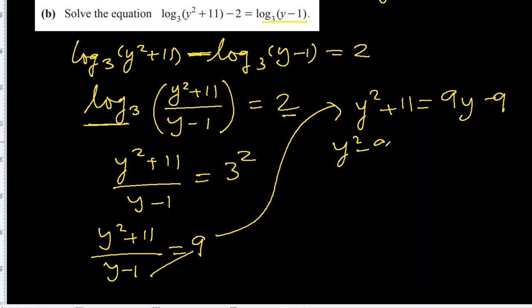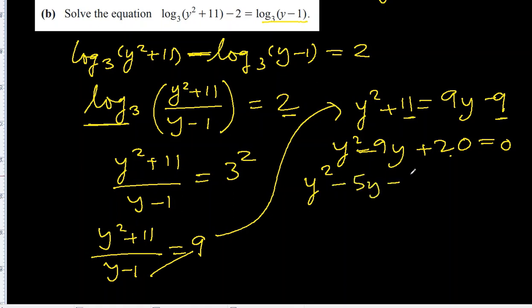So y square minus 9y plus 20 equal to 0. This minus 9 becomes positive. 11 plus 9 is 20. That's why it is 20 here. And this plus 9y is negative 9y. And now we will factor this again just like the previous question number 6.